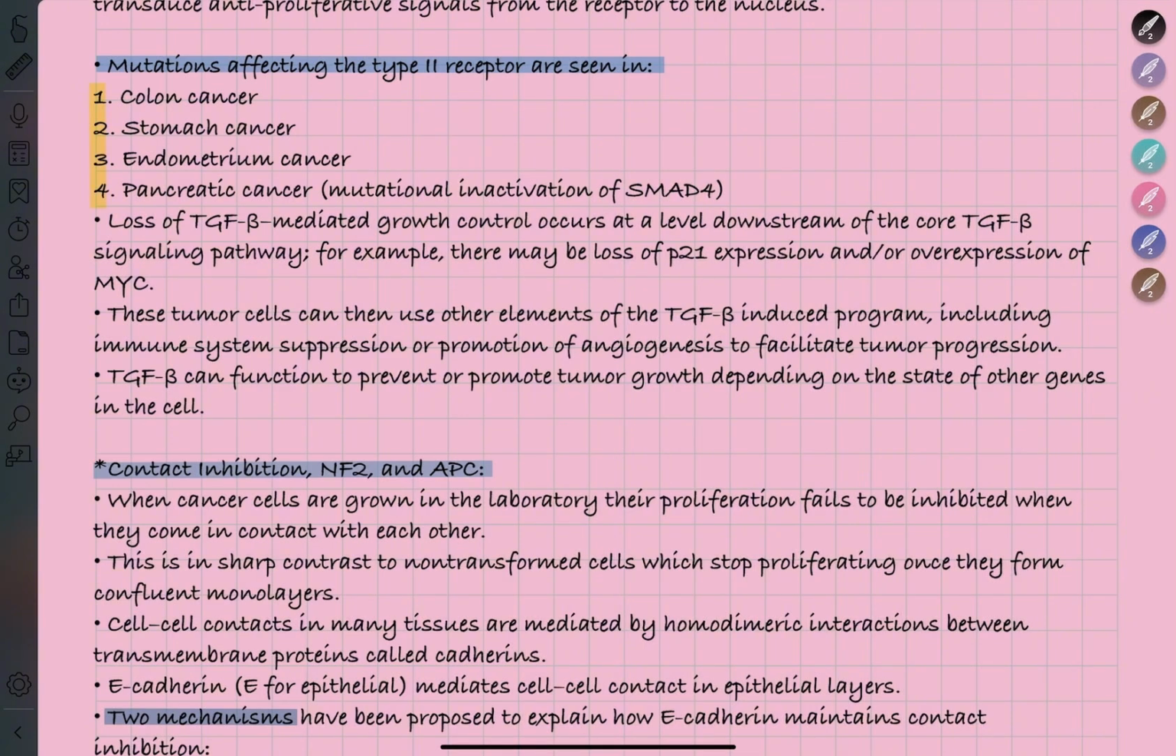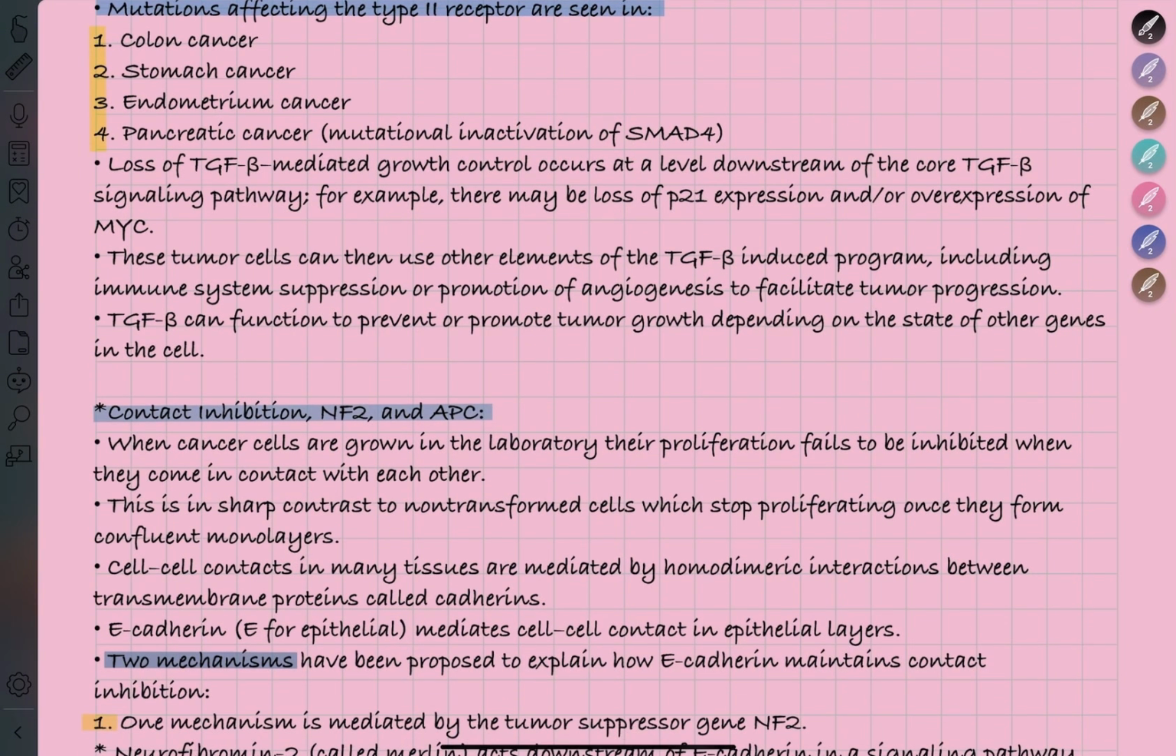Okay. Now let's talk about contact inhibition, NF2 and APC. What is this mess you're talking about? We'll talk about them in a bit now. When cancer cells are grown in the lab, their proliferation fails to be inhibited when they come in contact with each other, because they do not care about the density of cells. They do not care about how many cells they're being in contact with. That's why a tumor can grow to a really, really large size.